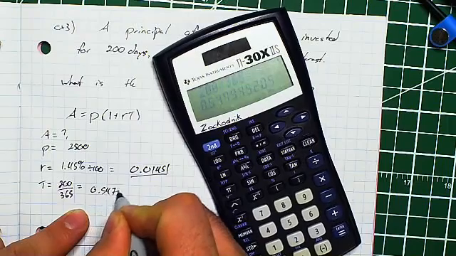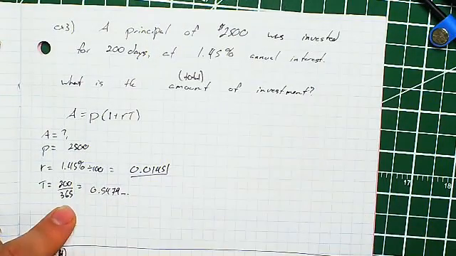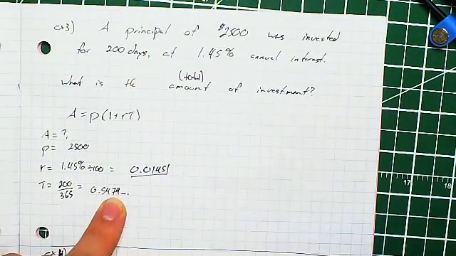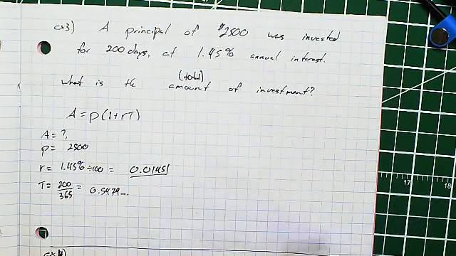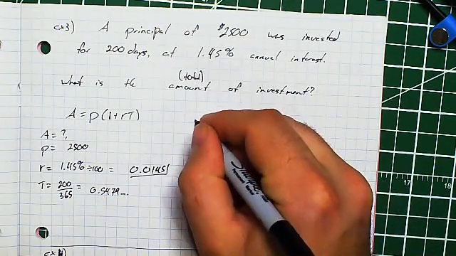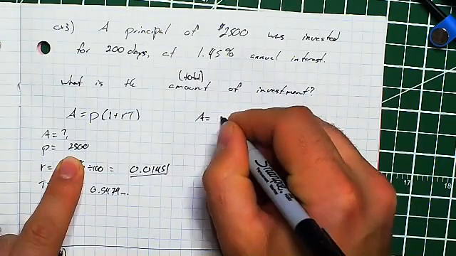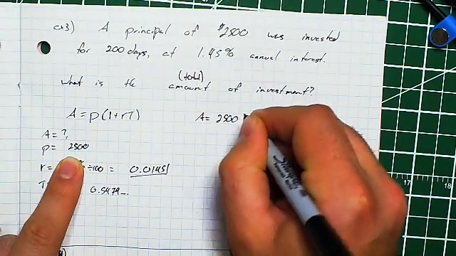So 200 divided by 365 says it's 0.5479. I'm just going to float it. That's our fraction, or the percentage of a year. It's actually a little more than half of a year. Then we're just going to plug it into our formula.